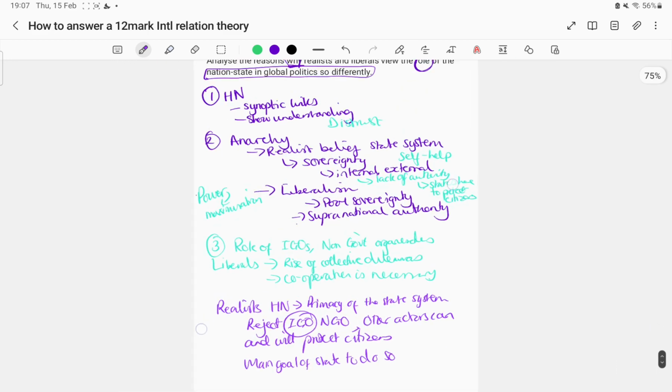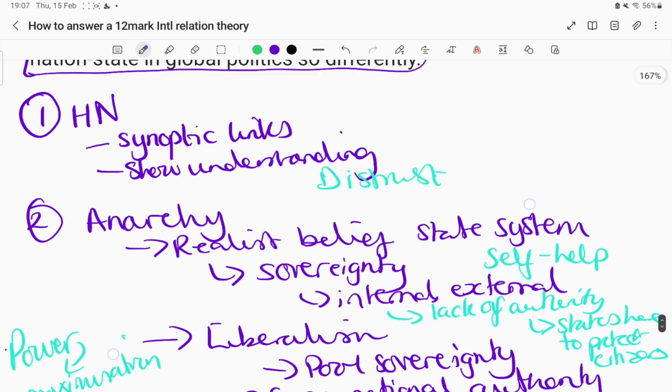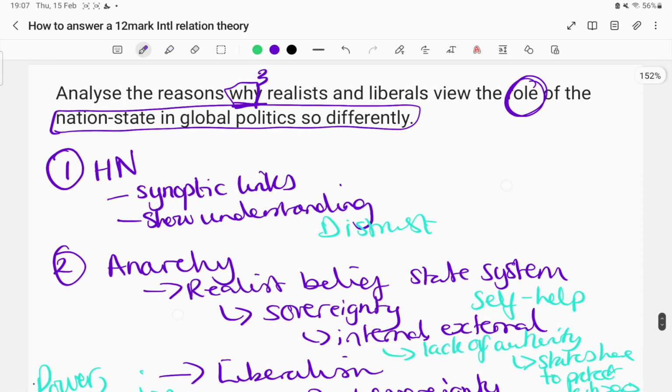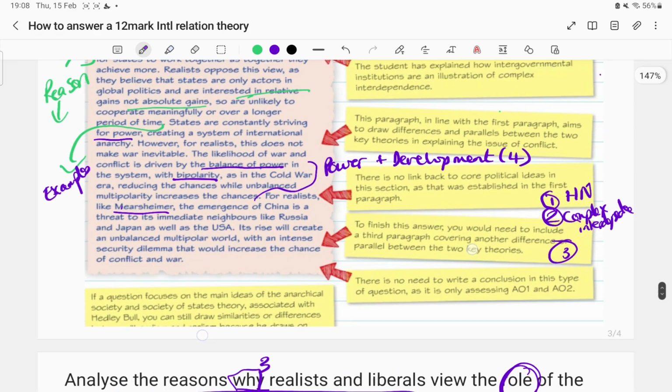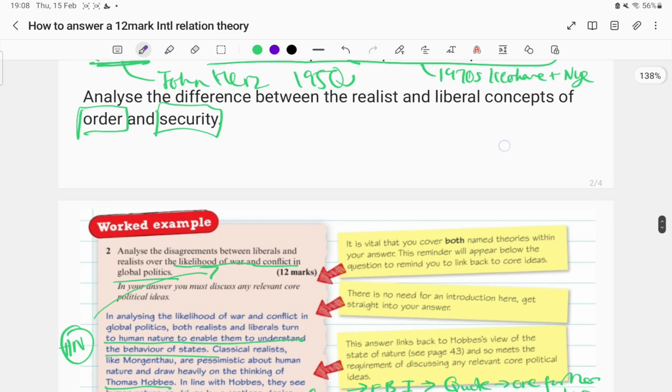So hopefully this helps you to think about how you can answer questions, and also not just how to answer the questions, but hopefully some quick fix ways for you to be able to build your answers so that they will be level 4 in the very end.